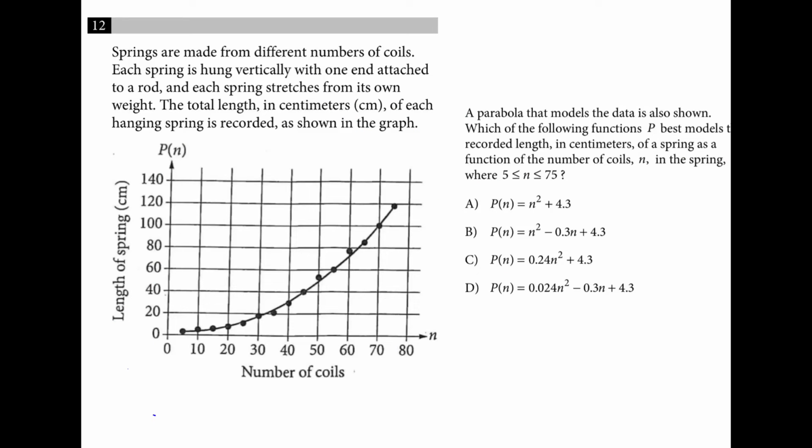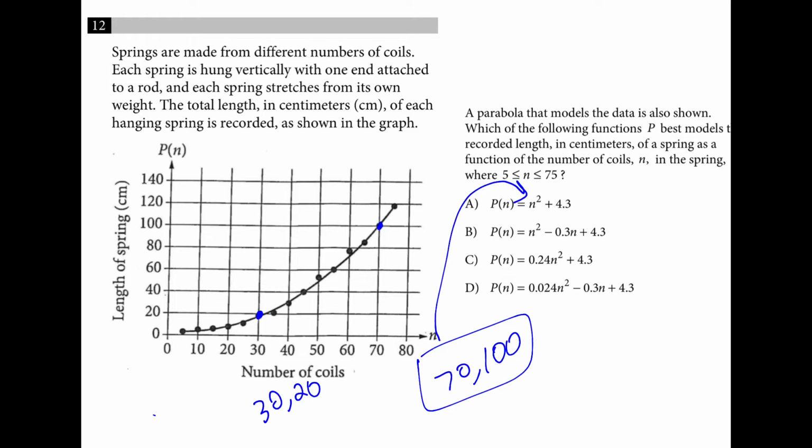If I want to identify the function that's modeling this scenario, I'm going to pick a couple of relatively clear points, like this one, which is (30, 20), or this one, which is (70, 100). That one's pretty precise. So I can plug these in and see if 70 squared plus 4.3 gives me 100? Well, 70 squared is going to be way bigger.